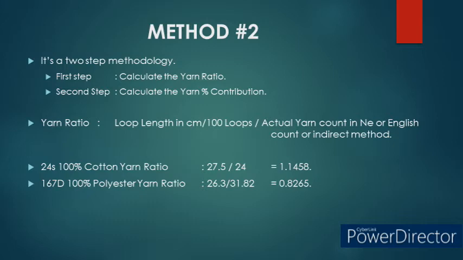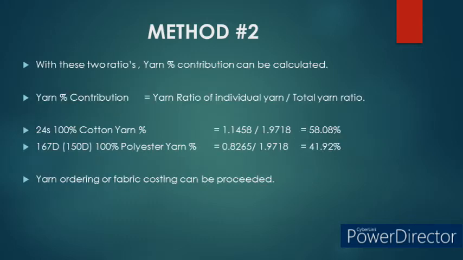1.1458. In the same way, 167 denier 100% polyester yarn ratio can be calculated using 26.3, the loop length of the polyester yarn, divided by 31.82, the converted yarn count of 167 denier of polyester yarn. Therefore, we'll get 0.8265. With the above two ratios, yarn percentage contribution can be calculated.